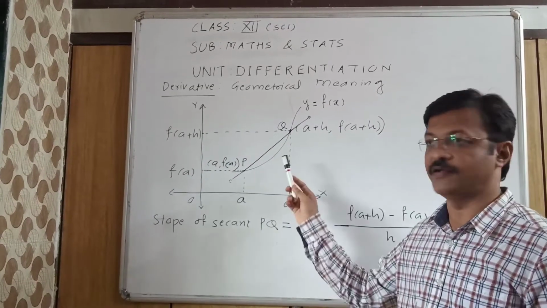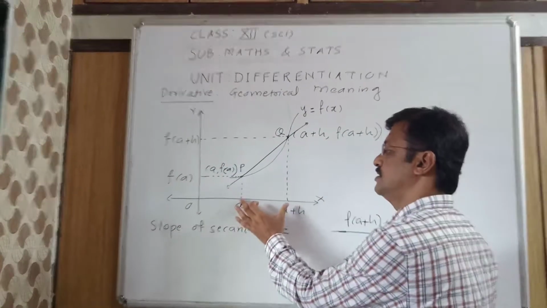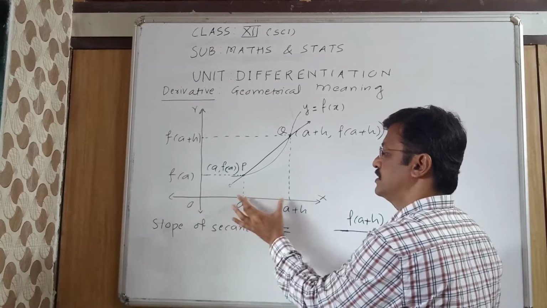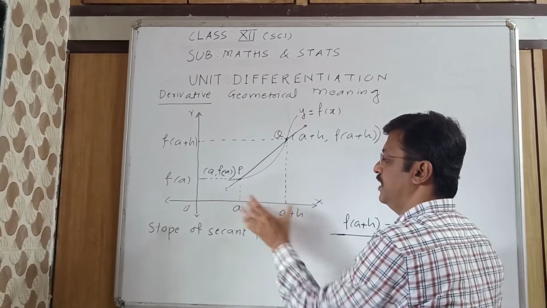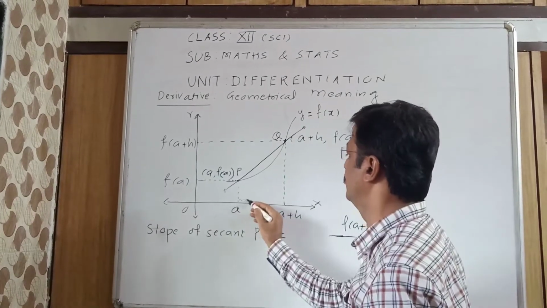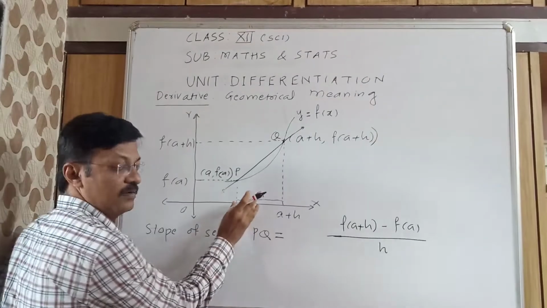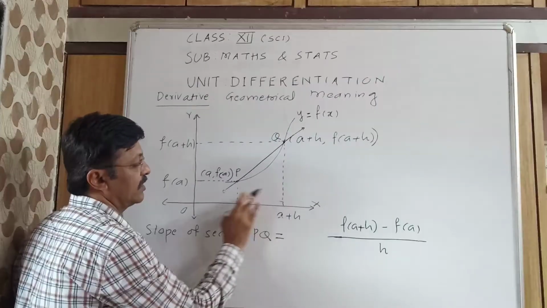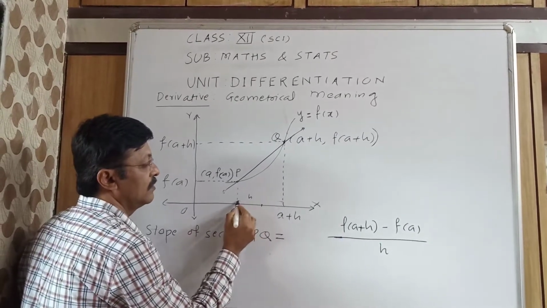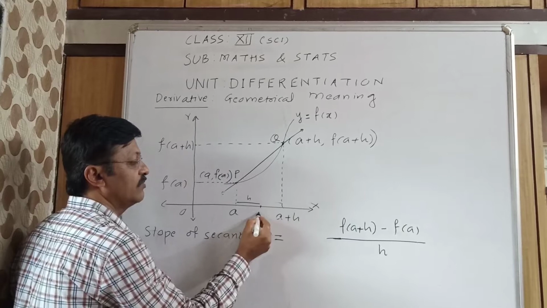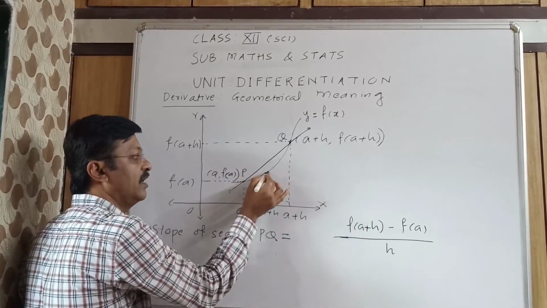Now see this graph again. What we shall do now is we shall make this h smaller. This is h, this is a, this is a plus h. If you make this h a little bit smaller, means I will take this much h, for example, then a plus h will be written here. Then what will happen to point Q? Point Q will come down.